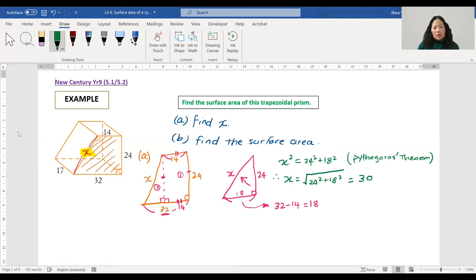Now, because this prism didn't have any particular measurement units, I'm going to call it units. This X is sorted, isn't it? So now it's 30 here. I think we can now find the surface area. Before we start the surface area, we want to know how many faces this trapezoidal prism has. It's 6, isn't it? Second step, we need to know our shapes and formulas.